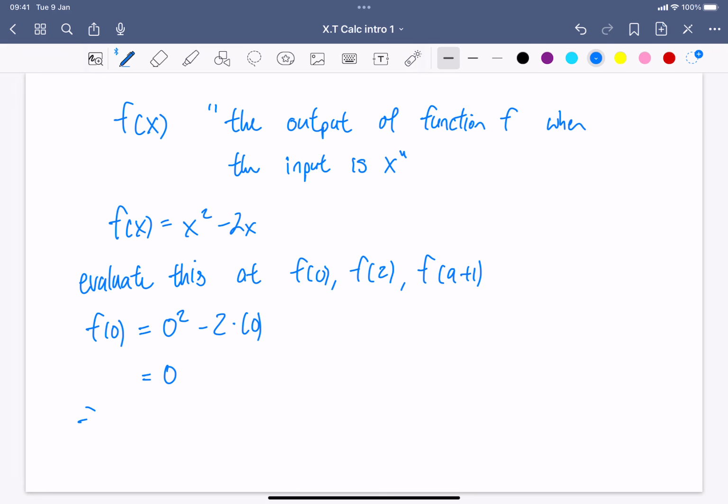Okay, let's try f of 2. Again, the equation is x squared minus 2x. And because you're replacing the x's with 2's, you would get 2 squared minus 2 times 2, which would equal 0 again. You can plug in different values and still get the same answer, but they're also completely different inputs. Now let's do f of a plus 1.